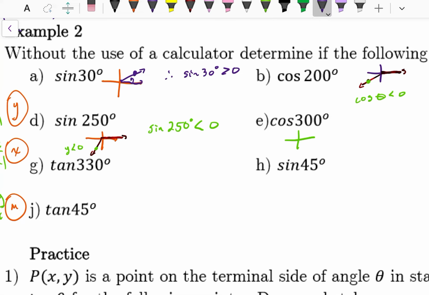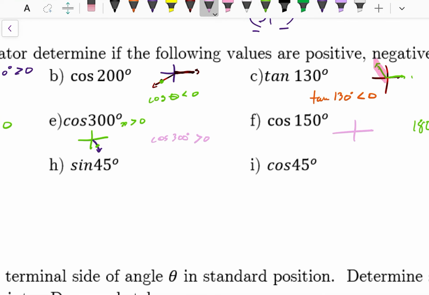Cosine of 300, 300 is in quadrant number 4. What I notice is that in quadrant number 4, the x values are positive. So therefore, I can conclude that cosine of 300 degrees, since it's in quadrant number 4, will also be positive.